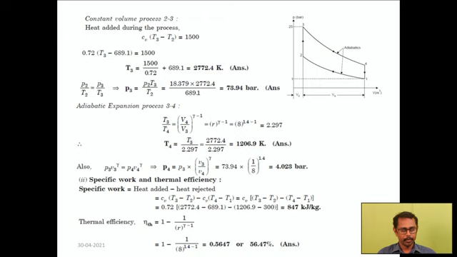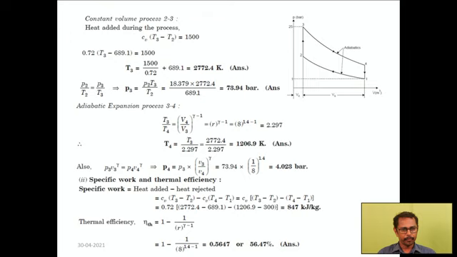And from this equation, the temperature volume relation has been written for the process 3 and 4, which is reversible adiabatic expansion process. So from this equation we could be able to find out T4. All other values are known, so that T4 is equal to 1206.9 Kelvin. And from process 3 to 4, we could be able to find out P4. So P4 is equal to 4.023 bar. So now we found all the pressures and the temperature values for all the points 1, 2, 3 and 4.